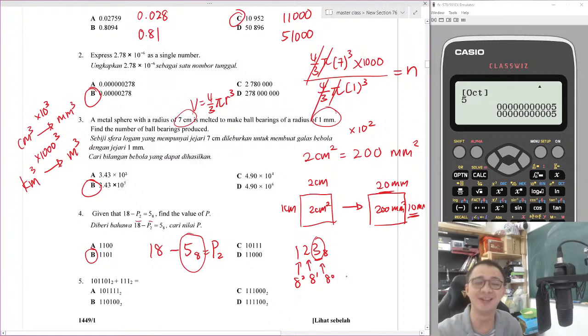8 power of 0 is 1. So therefore, 3 multiply 1, I'm getting back the 3, right? This is the reason why this is only one digit. So this one is actually 5 multiply 8 power of 0. So you are getting back the 5 because 8 power of 0 is 1.